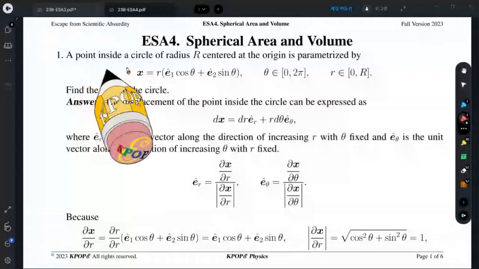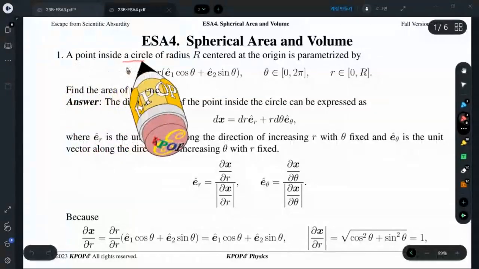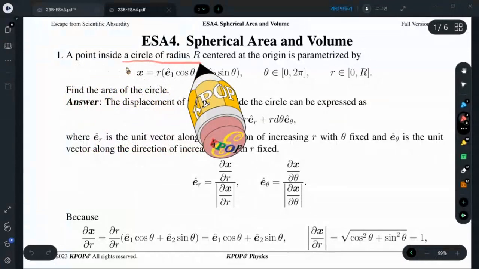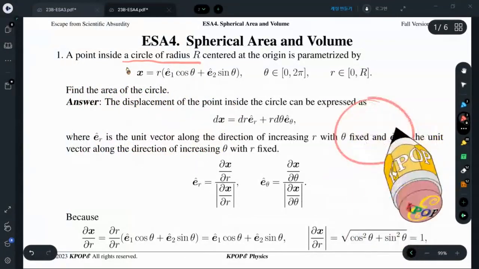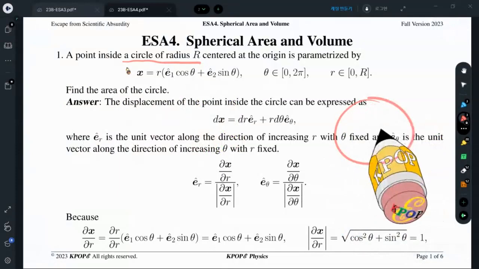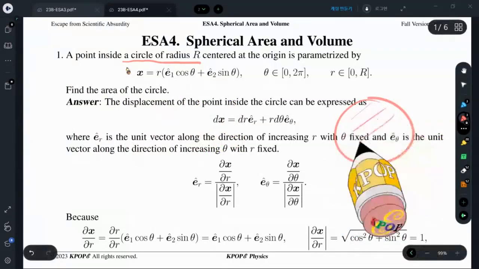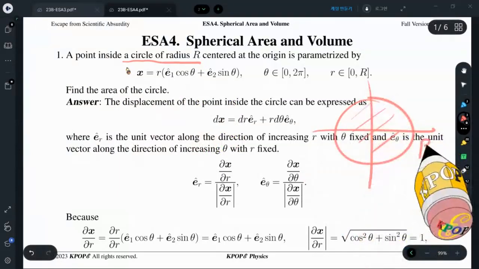Okay, next one, spherical area and volume. It is very, very important for our various calculations. Okay, why don't we consider a point inside the circle of radius capital R? We know a point, there is a circle of radius capital R.